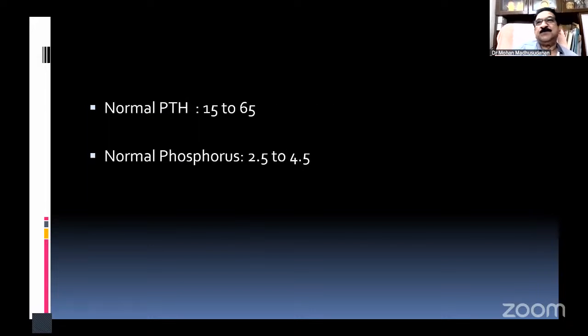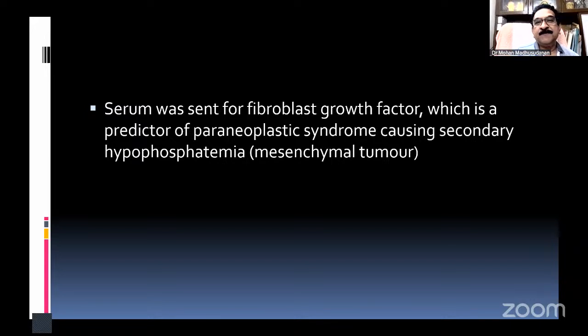Now, what else do you want to do? Now, the next question is, why should you have this low phosphorus? Anything else you would like to do? Anyway, Joy was suggesting the serum be sent for fibroblast growth factor, which is a predictor of paraneoplastic syndrome causing secondary hypophosphatemia. There's a mesenchymal tumor. I did not know any of these things. Only the endocrinologist is teaching me all these things. I thought I would share this information with you.